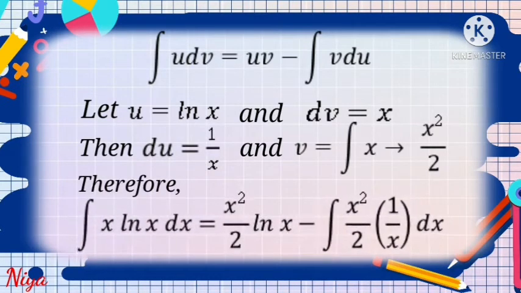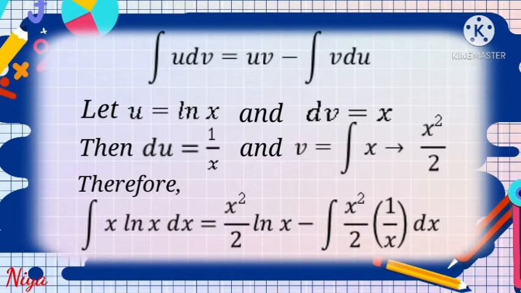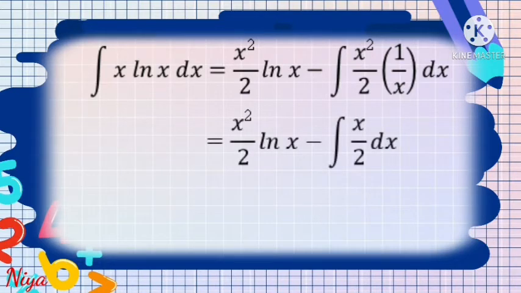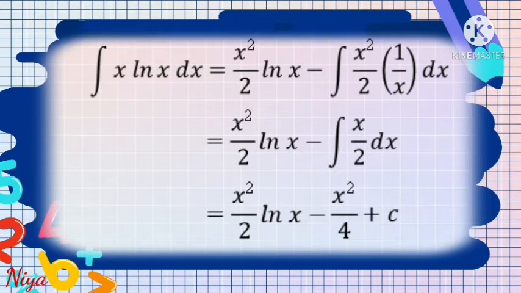Therefore, the integral of x times ln x dx is equivalent to x squared over 2 times ln x minus the integral of x squared over 2 times 1 over x dx. Here, the integral on the right hand side, x squared over 2 times 1 over x dx, we need to solve the product of x squared over 2 and 1 over x first before we integrate. Hence, the following step: now we need to integrate x over 2 dx. Thus, we will obtain x squared over 2 ln x minus x squared over 4 plus c.